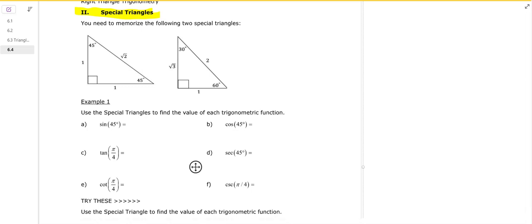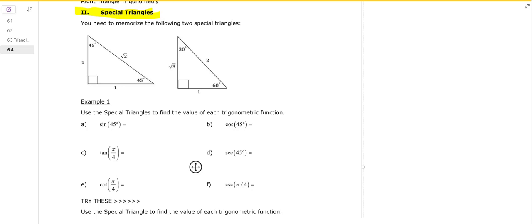So these are just a quick reminder of what these are. We have a 45-45 right triangle. The sides opposite 45 can always be reduced down to 1, and by the Pythagorean theorem, the hypotenuse can be reduced down to square root of 2. It's easy to remember this one because in a 45-45, the sides opposite the 45s have to have the same measure.